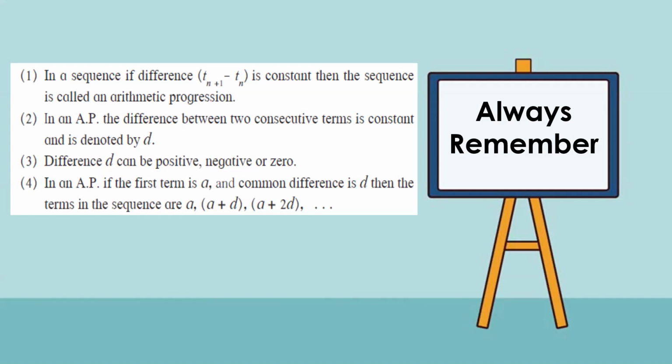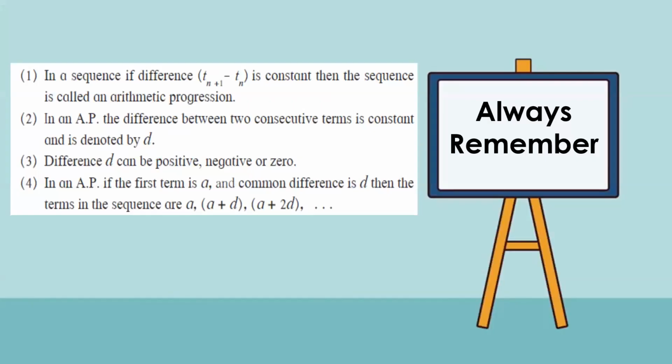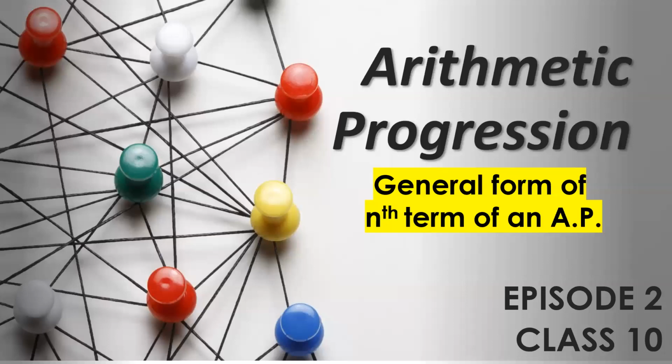Then in an AP, if the first term is A and the common difference is D, then the terms in an AP are of the sequence. We have already discussed this: A plus D, A plus 2D, A plus 3D, A plus 4D, and so on. So this is the way the terms will go. Right, so this was the introductory part of arithmetic progression. Now next class we will be doing the general form of a term of an AP and solve many questions based on this thing, right?